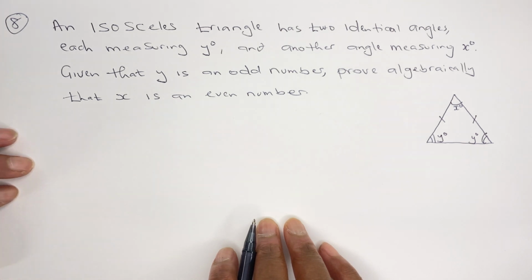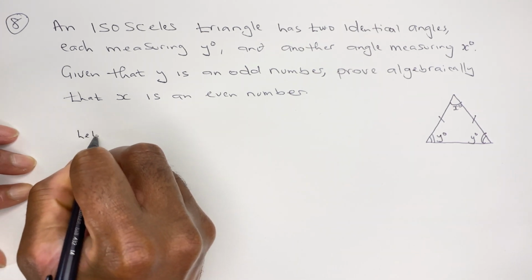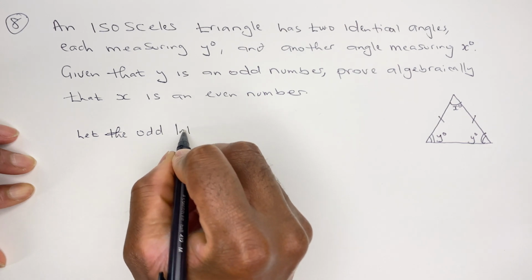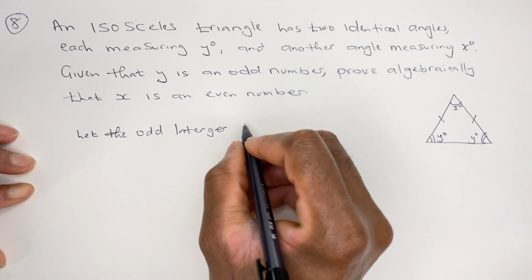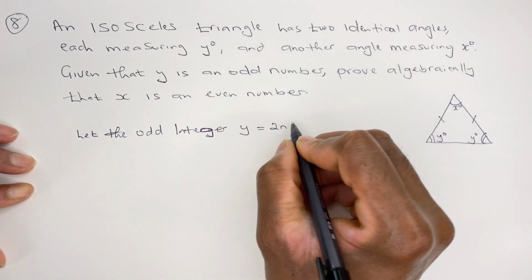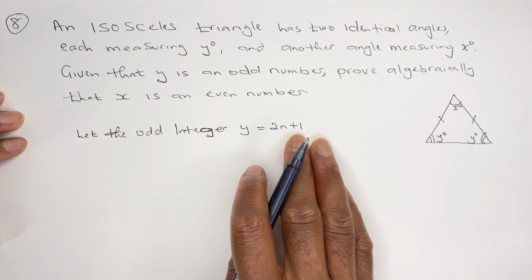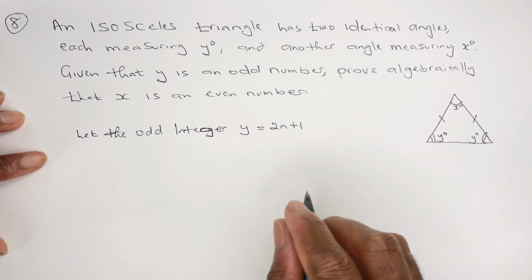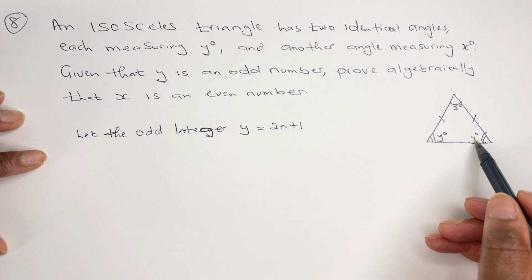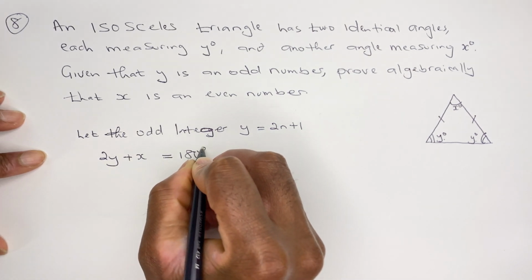Right. So we need to describe the odd number first. So we need to say, well, let the odd integer y equal 2n plus 1, because that's the definition of an odd number, 2n plus 1. And the angles in a triangle all add up to 180 degrees. So the total angle in a triangle adds up to 180 degrees. I've got 2 y's here. So what I'm saying is 2y plus x should be equal to 180 degrees.